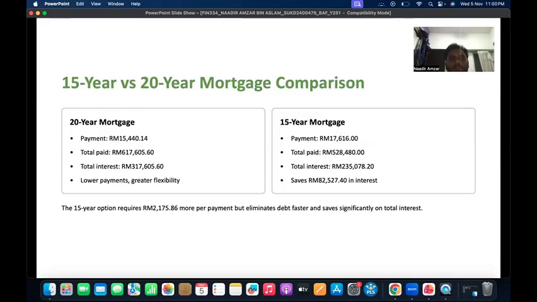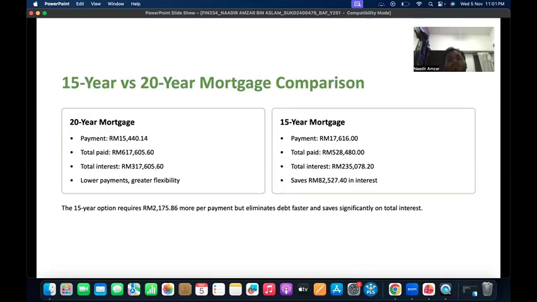So, next slide. 15 years versus 20 years mortgage comparison. Here's a side-by-side comparison between the 15-year and 20-year mortgages. For the 20-year loan, John and Mary pay 50,440 per half year, totaling 617,606 with 317,606 in interest. For the 15-year loan, they pay 17,616 per half year, totaling 528,480 with 235,078 in interest.